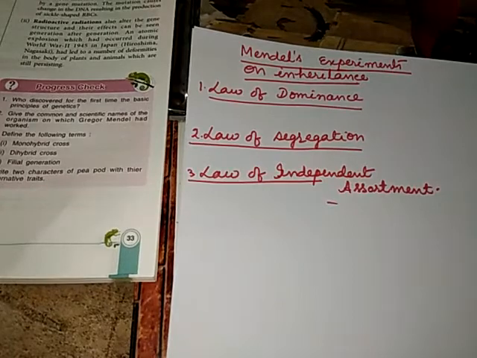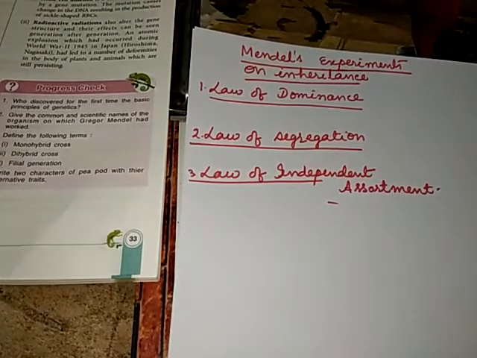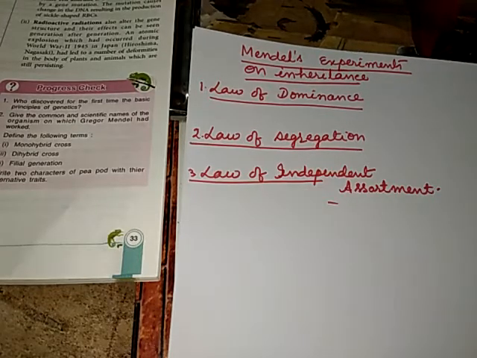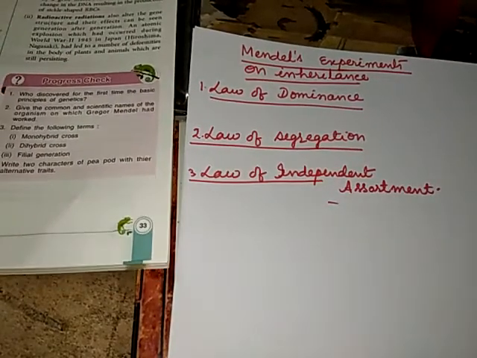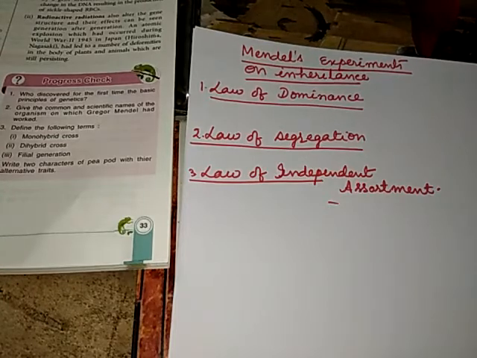Then the third law is the law of independent assortment. Before this, with the law of dominance and the law of segregation, we take only one pair of characters. If we take a cross and check the offspring from the parents considering only one character, the cross is called a monohybrid cross. If we take two characters from the parents to the offspring to see how the gametes or zygote form, then it is called a dihybrid cross.